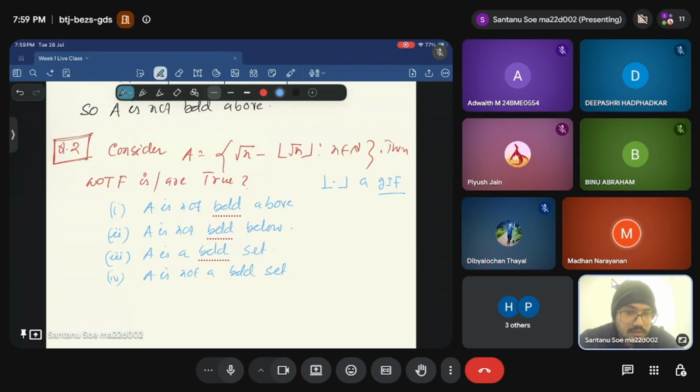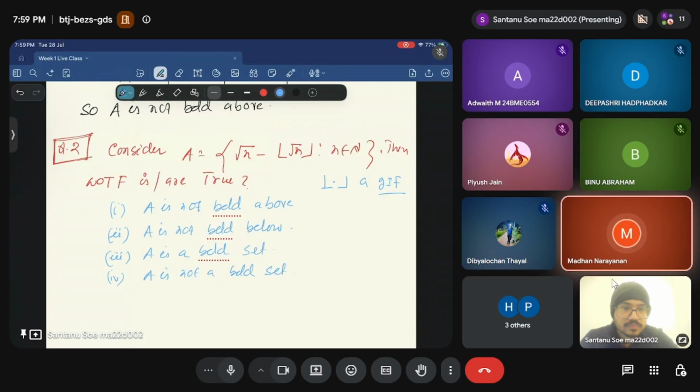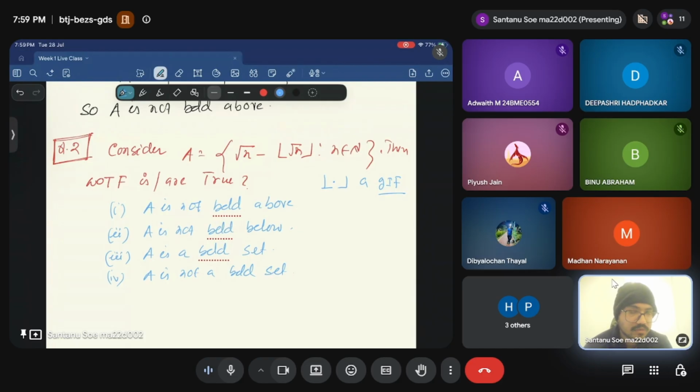Yeah, so maybe I can say it this way. The greatest integer cannot be greater than square root of n. So this result will always be either 0 or positive. So it has a lower bound of 0. Yes. And then what about 1? That's true.